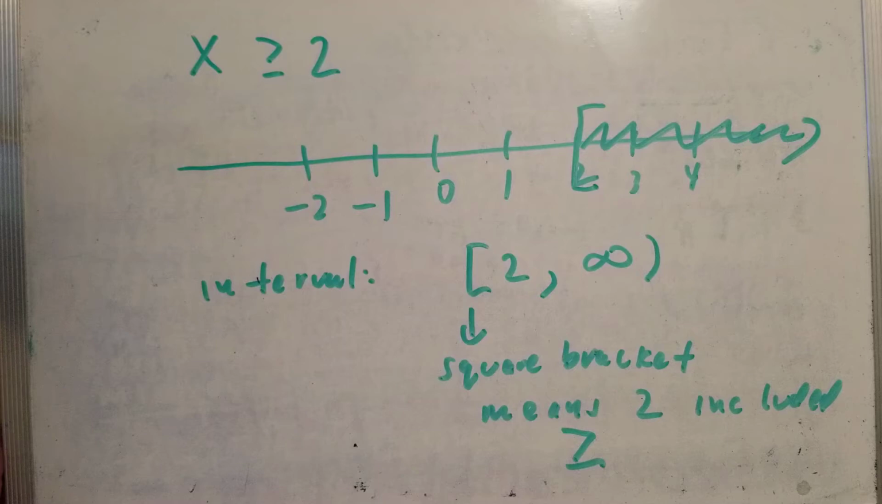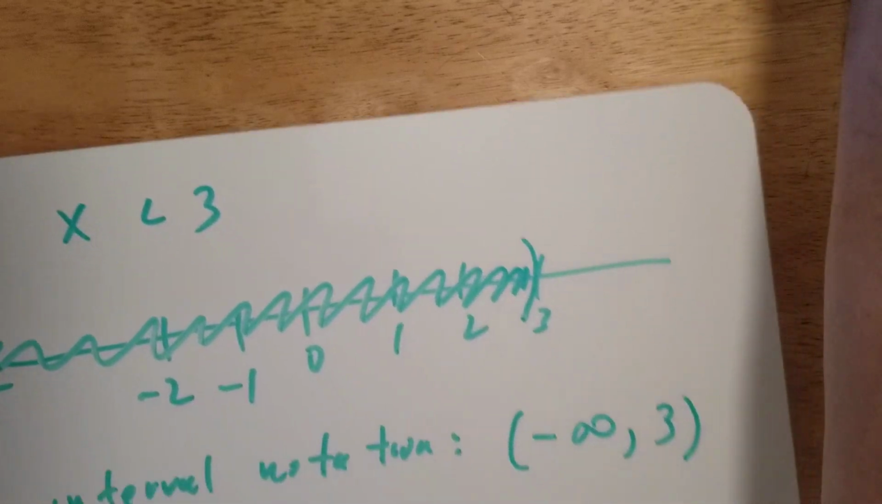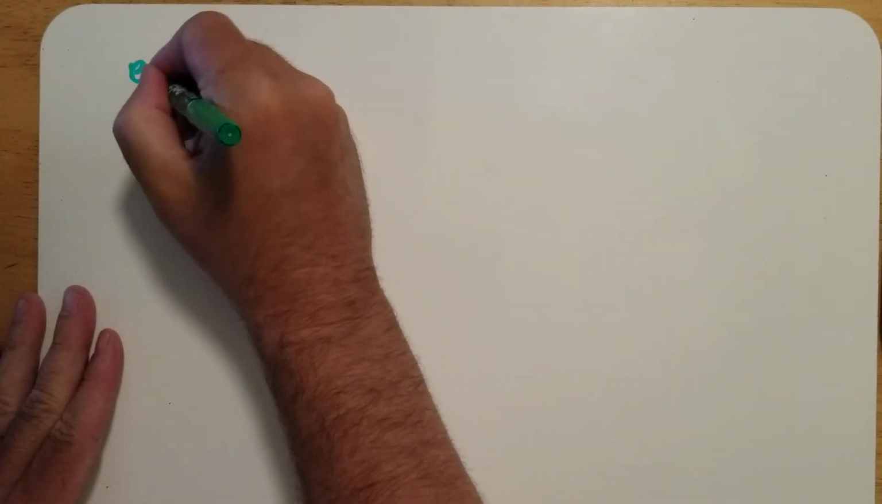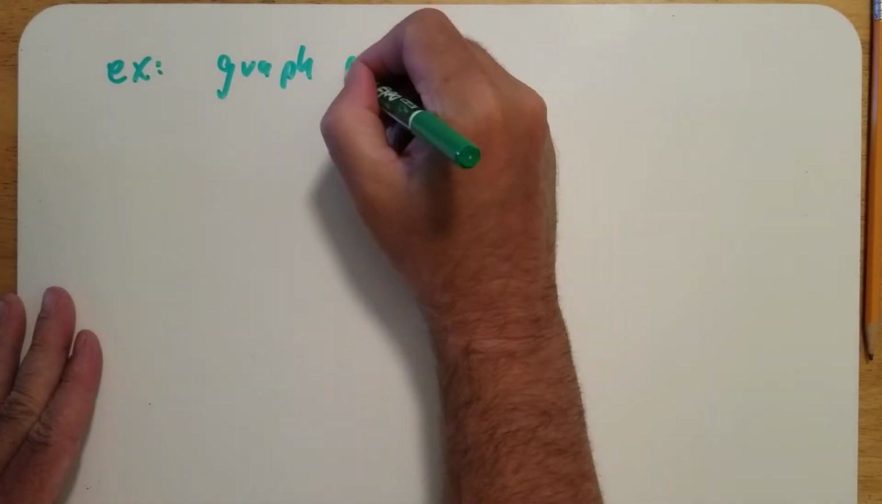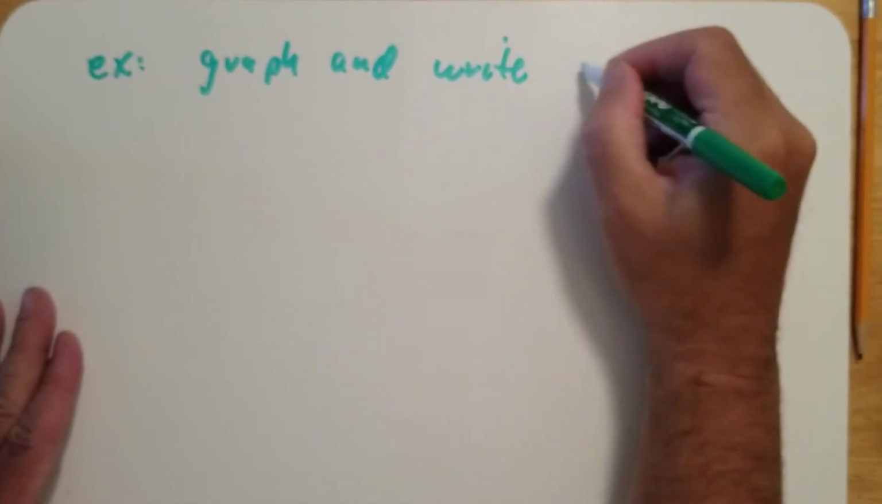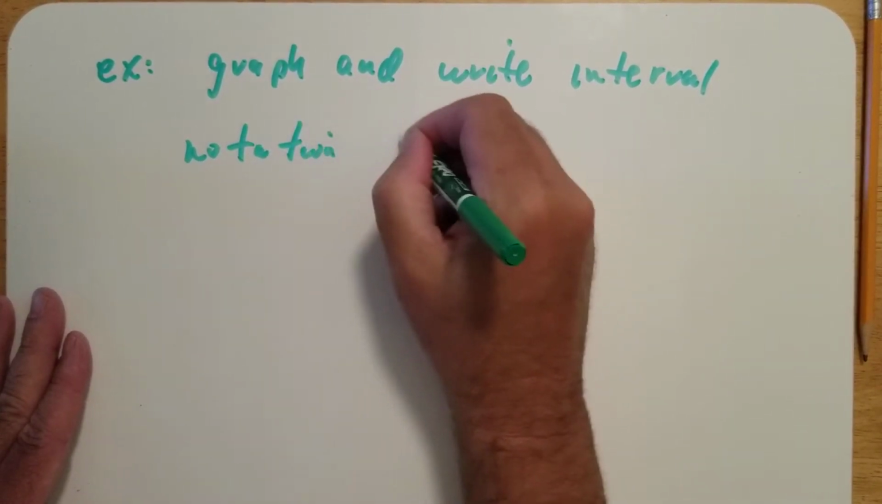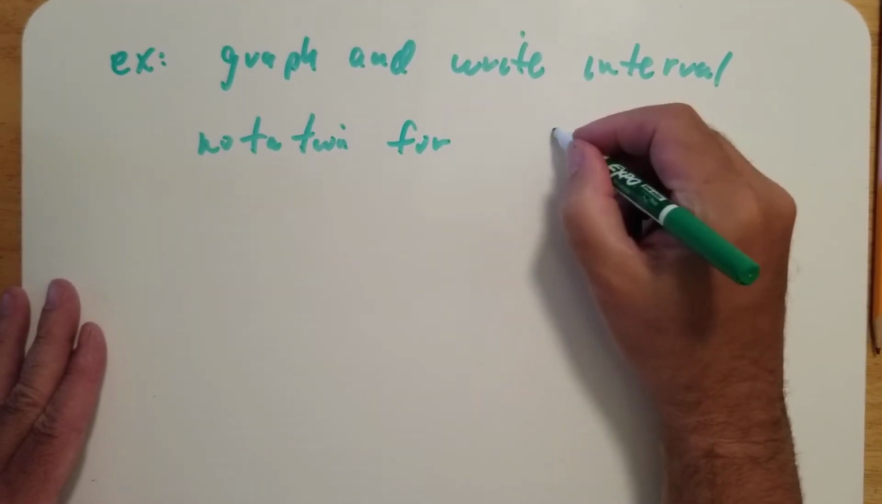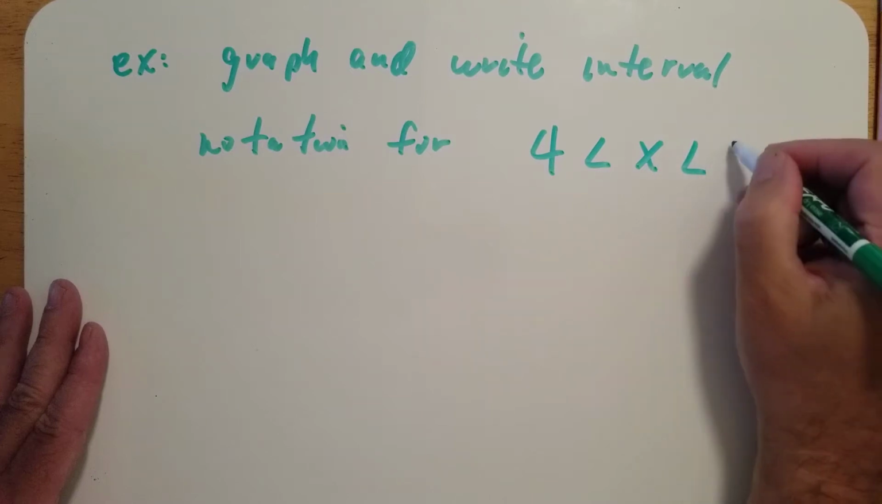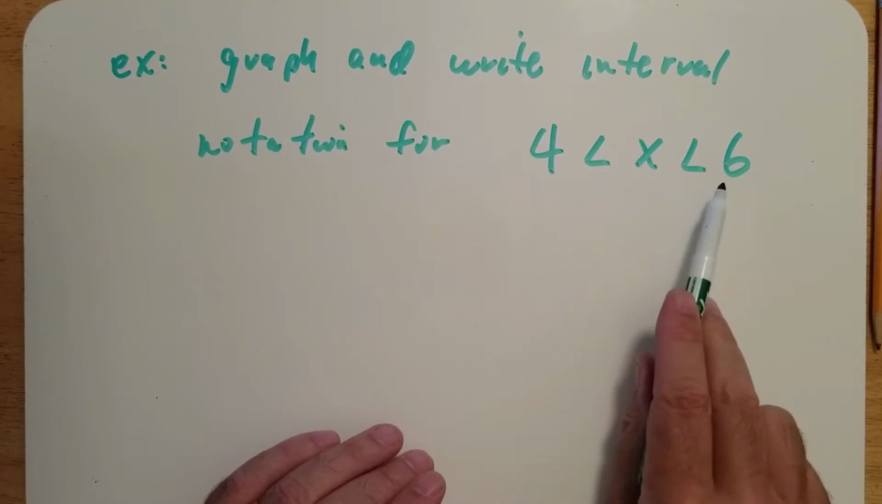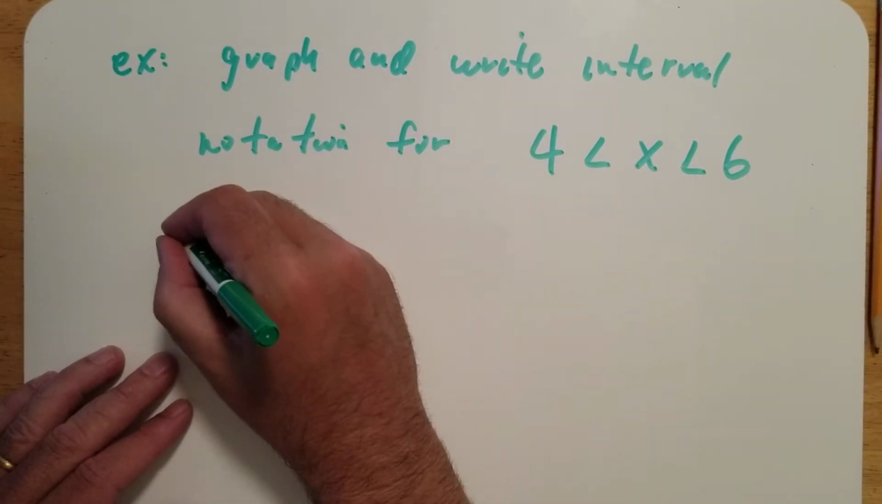Okay, now we can do the same thing where x is trapped in between two numbers on an interval. Here's another example. Graph and write interval notation for this inequality, 4 less than x less than 6. Notice even the way it's written, this is saying x is trapped between 4 and 6, is a way of thinking about this.